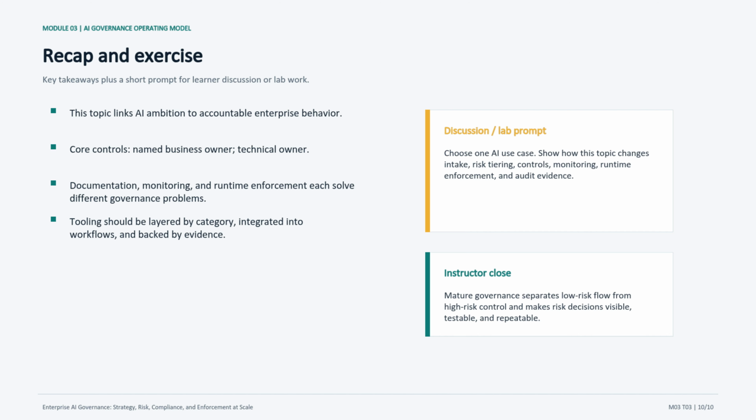For the exercise, I would have learners choose one AI use case and walk through intake, risk tiering, controls, monitoring, runtime enforcement, and audit evidence. The value is in making the governance path visible. When we move on, we will connect this to policy exception handling in AI governance operating model.